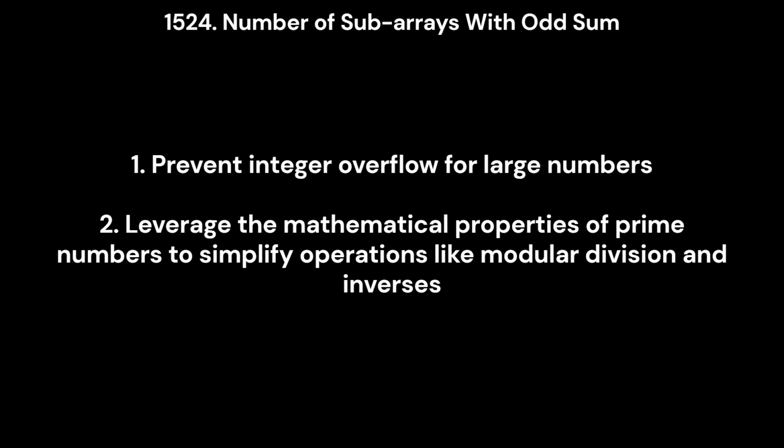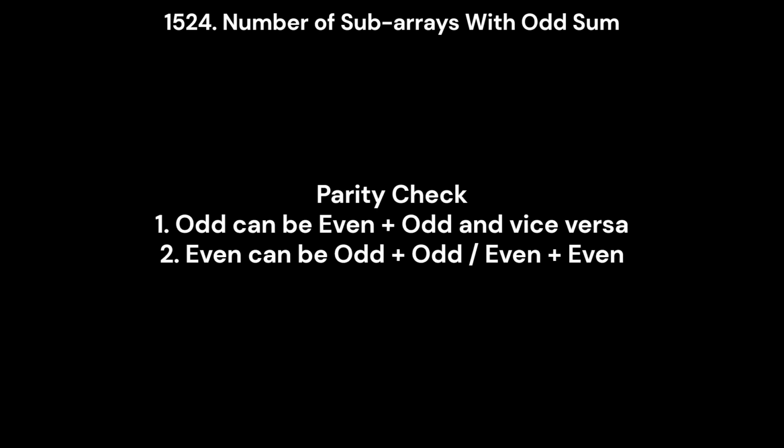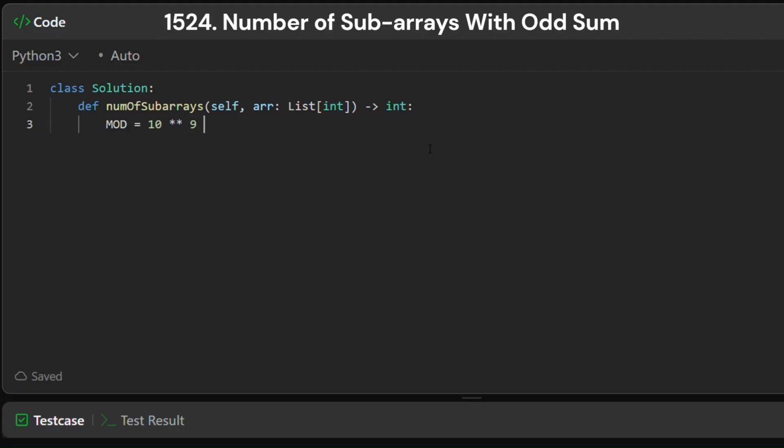Now the key idea, parity check. At each index, if the current prefix is even, it forms odd sums with all odd previous prefixes, so we add count odd to the answer and record one more even prefix. If the current prefix is odd, it forms odd sums with all even previous prefixes, so we add count even and record one more odd prefix.